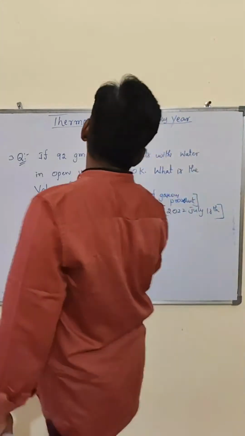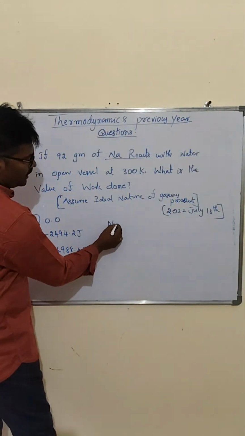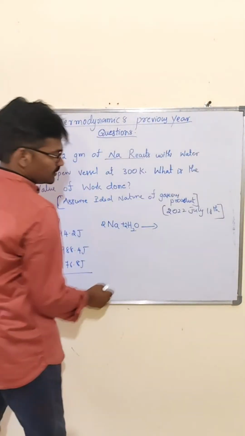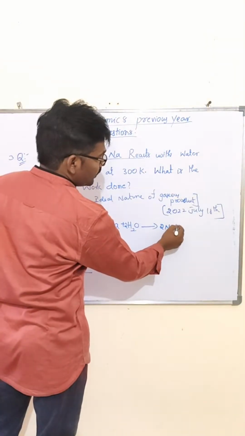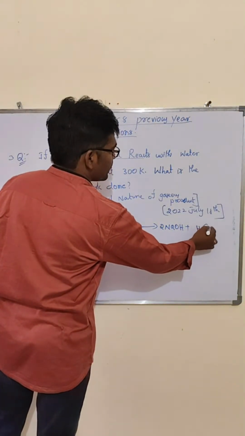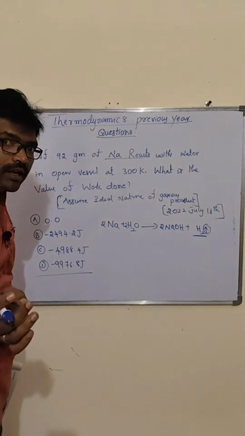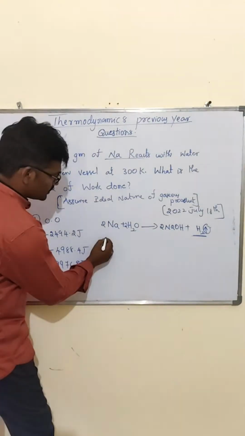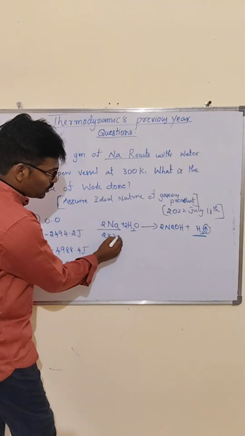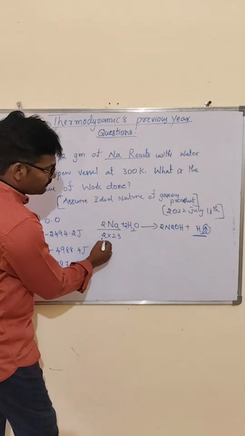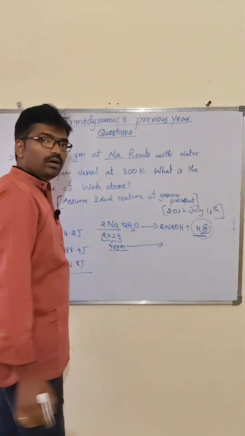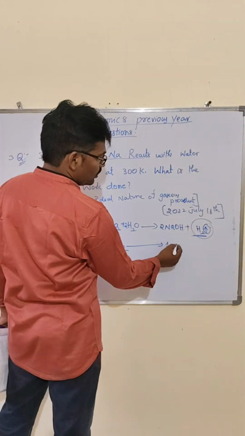Here, what happens is sodium reacts with water. When 2 moles of Na react with 2 moles of H2O, 2 moles of NaOH will be formed, plus hydrogen gas is released. This gas you have to take as ideal behavior. Taking grams, 2 into 23, the atomic mass of sodium, so 46 grams of sodium releases how many moles of hydrogen? Only 1 mole of hydrogen, right?